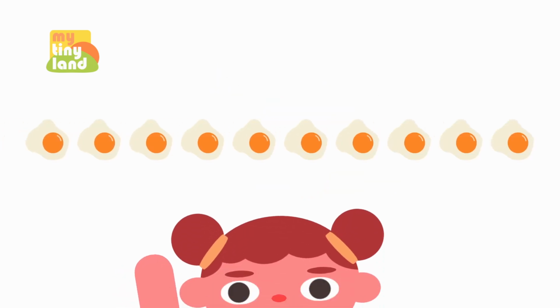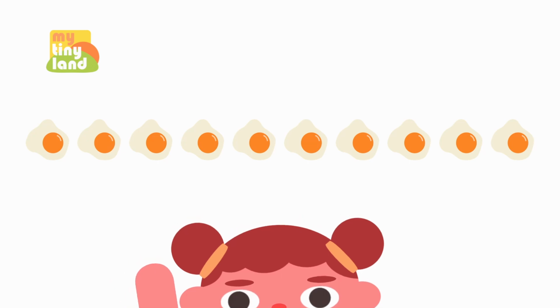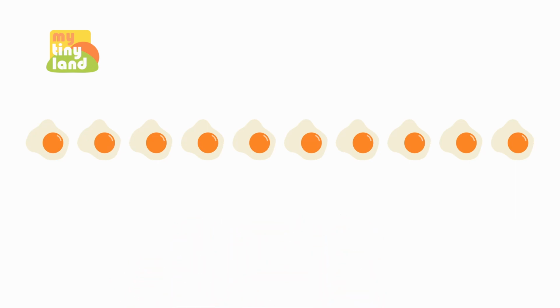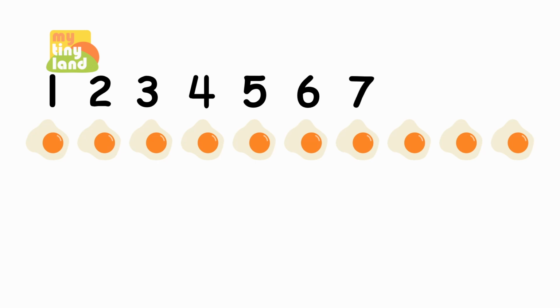Now, let's look at the eggs. How many eggs are there in total? Let's count them together. 1, 2, 3, 4, 5, 6, 7, 8, 9, 10. Wow, there are 10 eggs here.